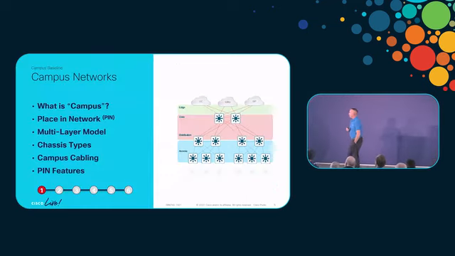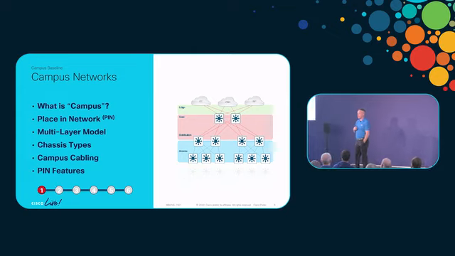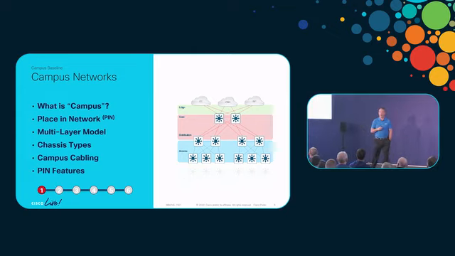All right. So what is a campus? Talked about that. I will use this term place in the network. You'll hear various people talk about it, or they'll just say pin. But it just means like a role, a job, and a specific layer in the network, and what's the job that that pin is doing. Which gets us to this concept of multi-layer model.